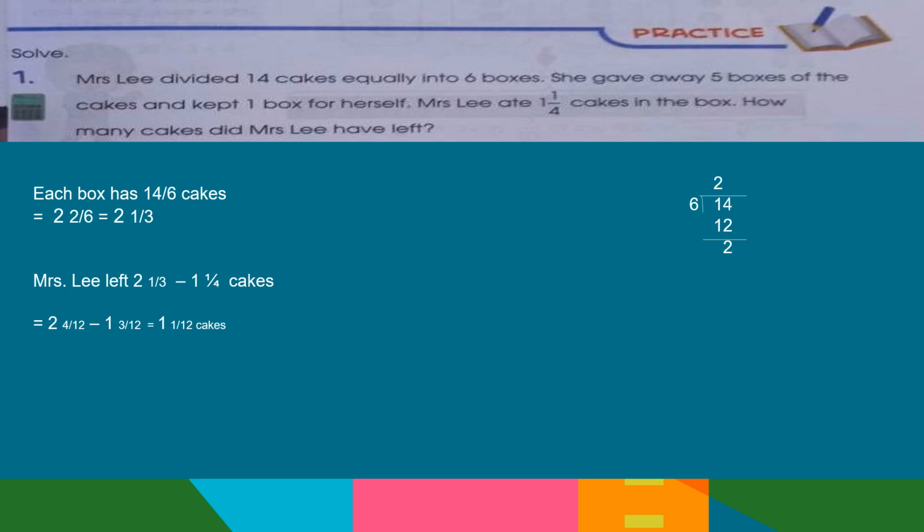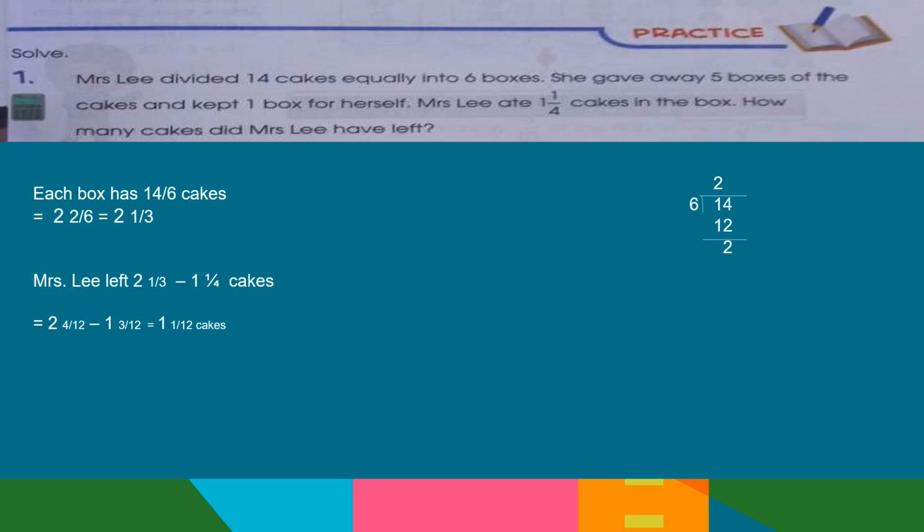Here comes the last part, which is a practice question section. So question number 1 says that Mrs. Lee divided 14 cakes equally into 6 boxes. She gave away 5 boxes of the cakes and kept 1 box for herself. Mrs. Lee ate 1 whole number 1 over 4 cakes in the box. How many cakes did Mrs. Lee have left?